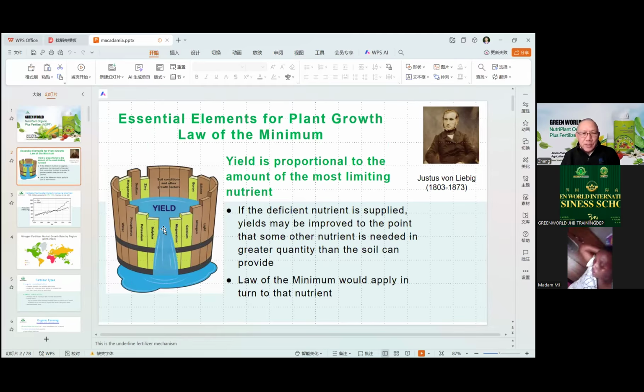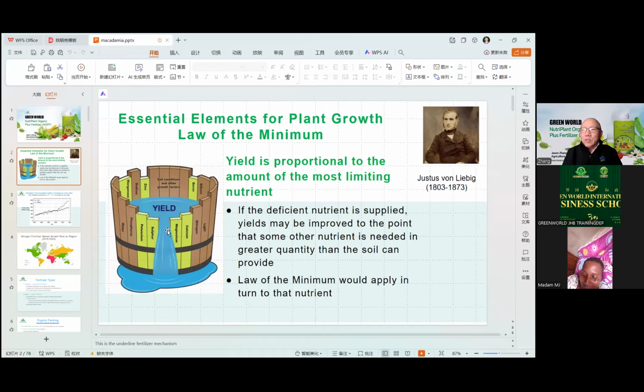If you increase this, then you will get more yield. So your yield is proportional to the lowest amount of nutrients you have.